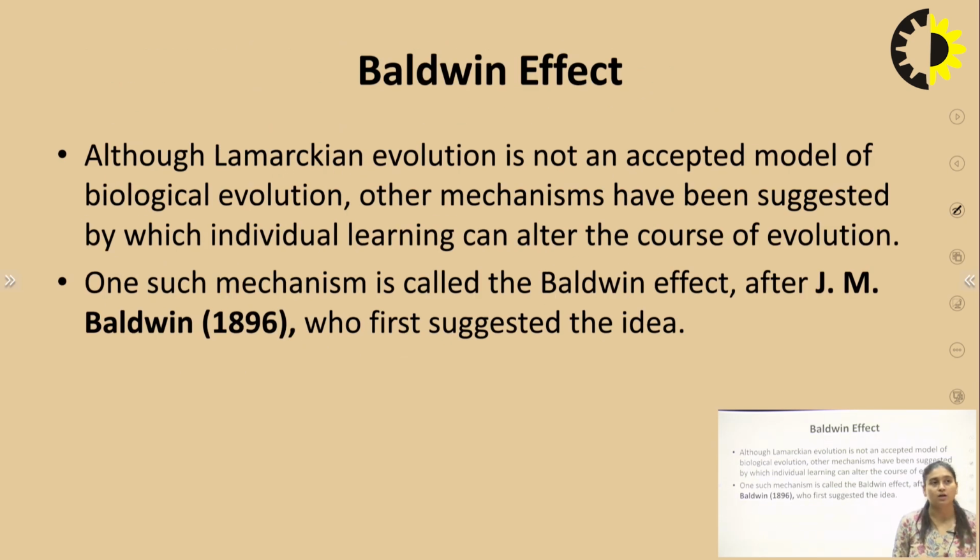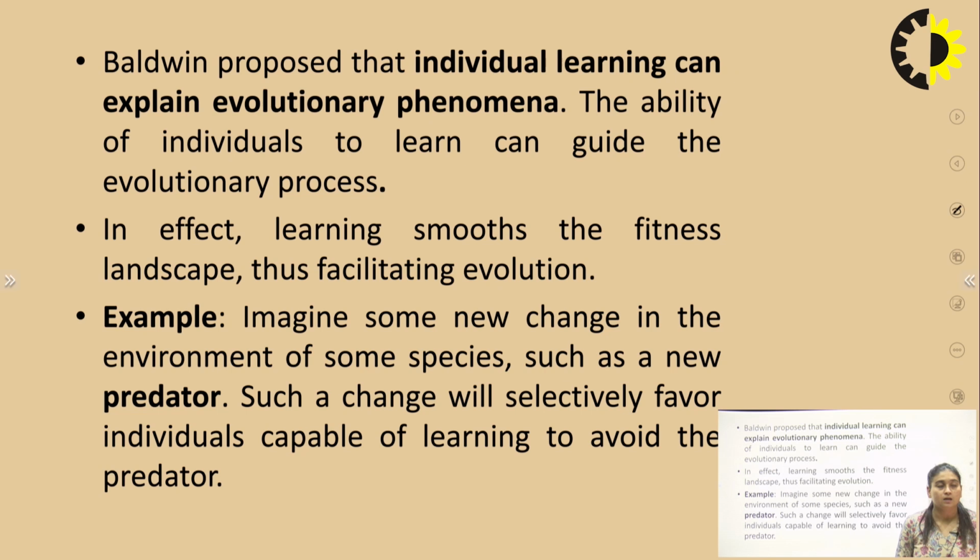Now the second model is the Baldwin effect. Although Lamarckian evolution is not an accepted model, other mechanisms have been suggested for individual learning, and one of them is the Baldwin effect. Baldwin proposed that individual learning can explain evolutionary phenomena, and that learning smoothens the fitness landscape and facilitates evolution.